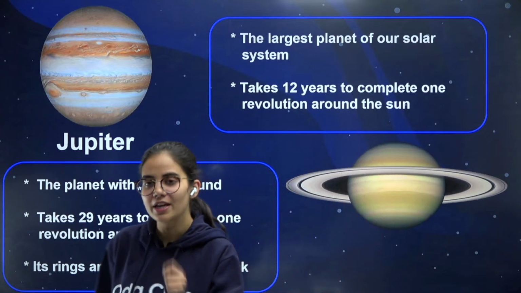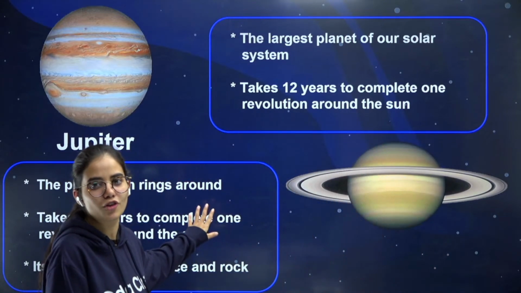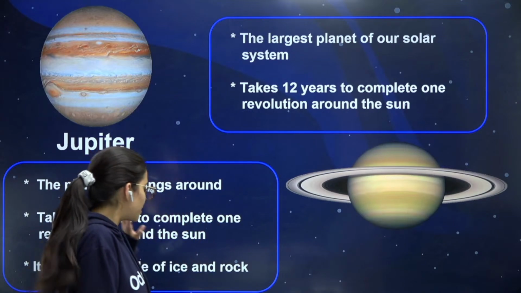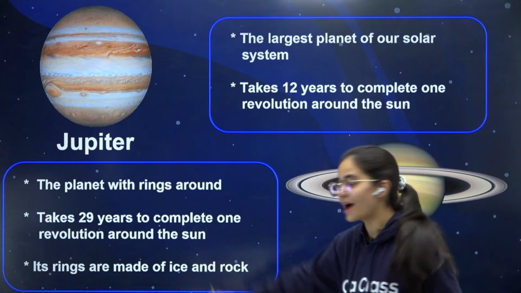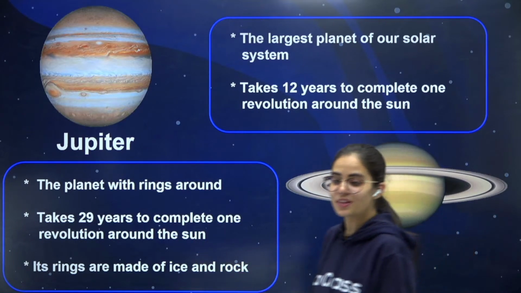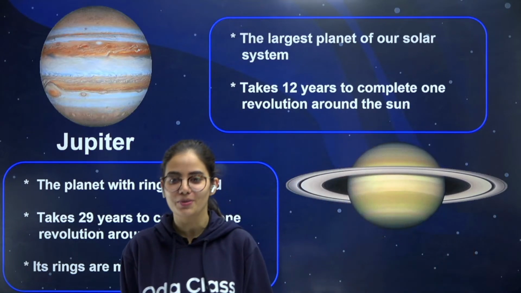And there's one thing very specific about this planet. Of course, you can see that's the ring. That ring of planet Saturn is specifically made of ice and rock. Something very important for all of you to remember.